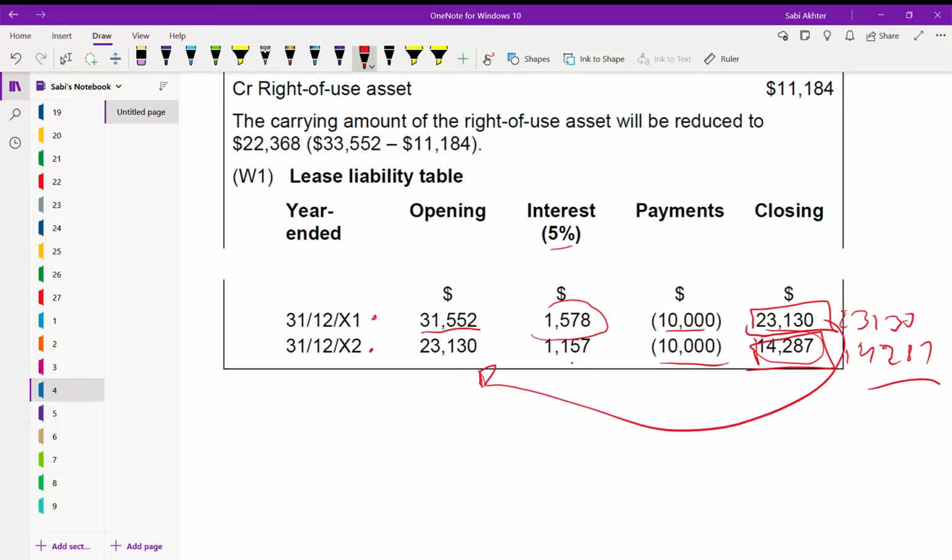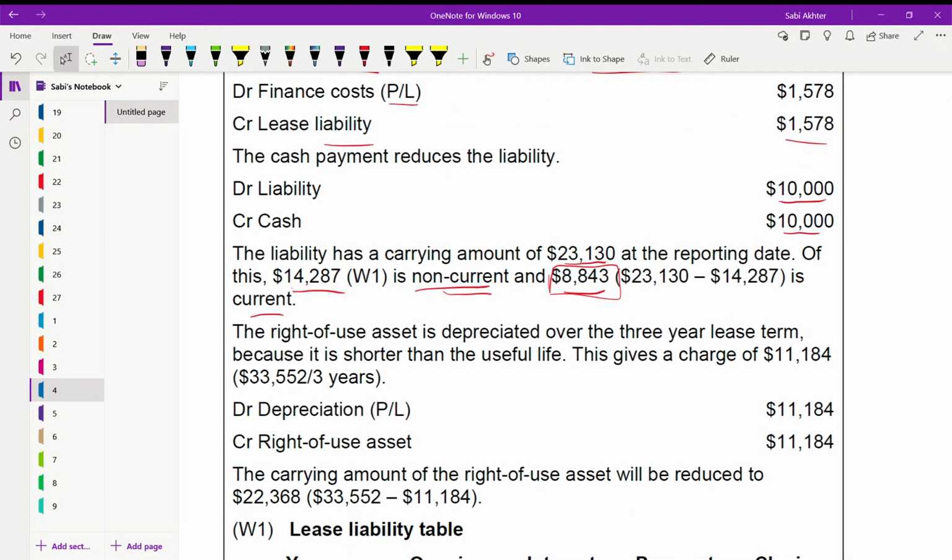Non-current for 2001, it is non-current because it will be paid in the next year. But in the current year, it is the difference between these two: 23,130 minus 14,287. That's why it reduced from here to here, because currently you have paid. So the difference is for the current and the 14,287 is non-current liabilities. Okay. Now, the right of use asset.